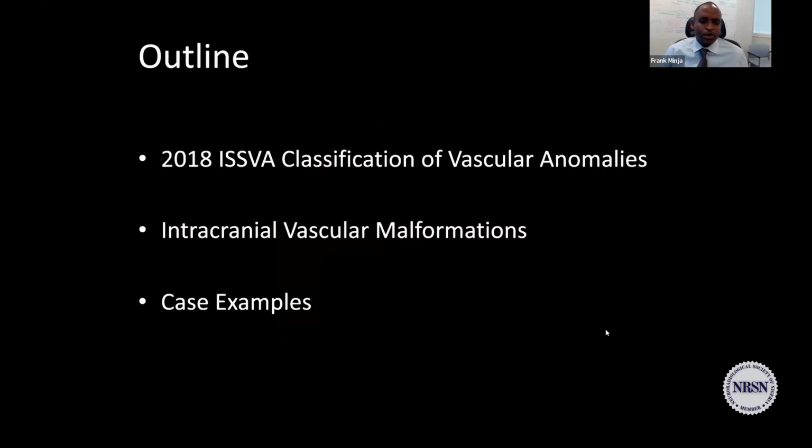Here's the outline of my talk. We are going to be talking about the ISSVA classification of vascular anomalies, just to introduce that group that broadly classifies these lesions. Then we're going to delve into the intracranial vascular malformations, which are really only 5 types of lesions. And then towards the end, we'll talk about case examples.